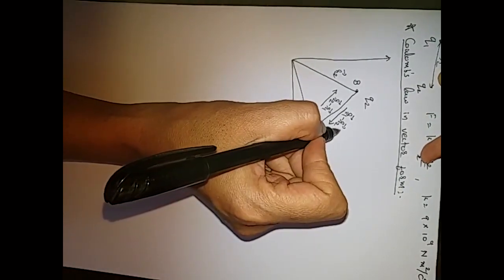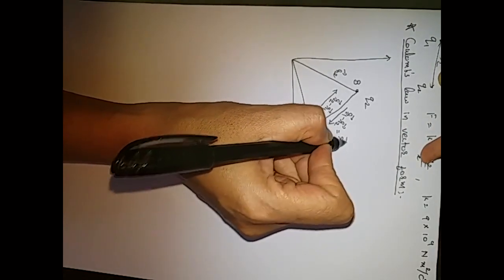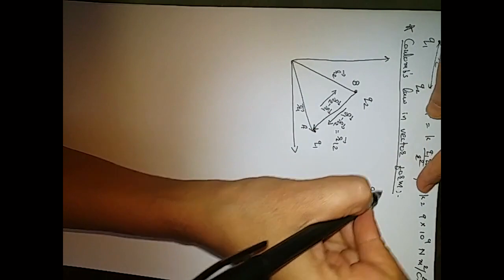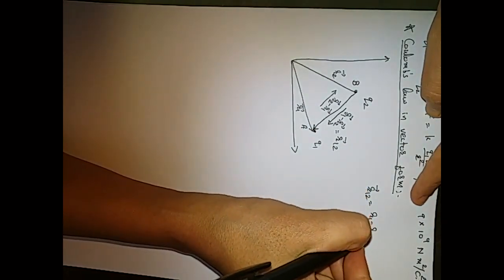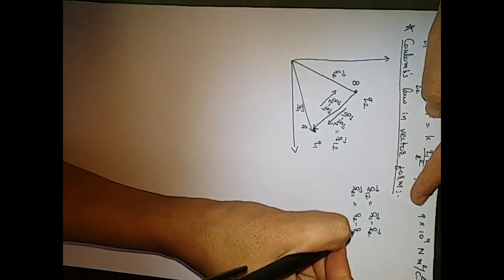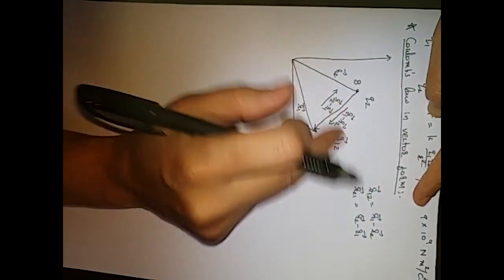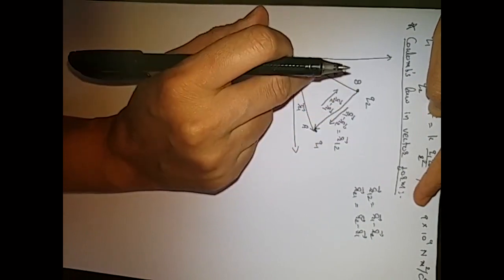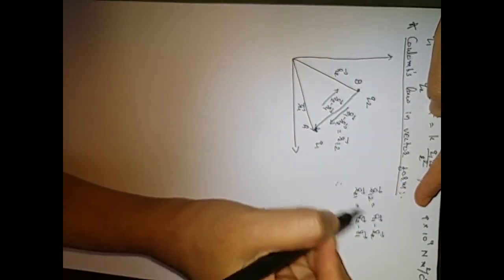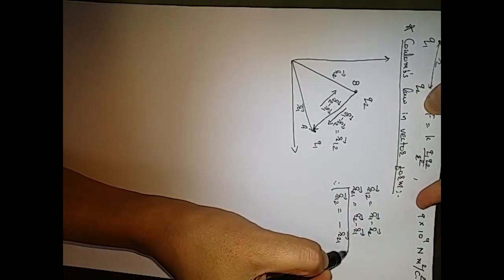So this r1 minus r2 is nothing but vector r12. So I can say that vector r12 equals vector r1 minus r2 and vector r21 equals r2 minus r1. Now you can understand both the vectors have the same magnitude and opposite direction. So vector r12 equals minus vector r21.